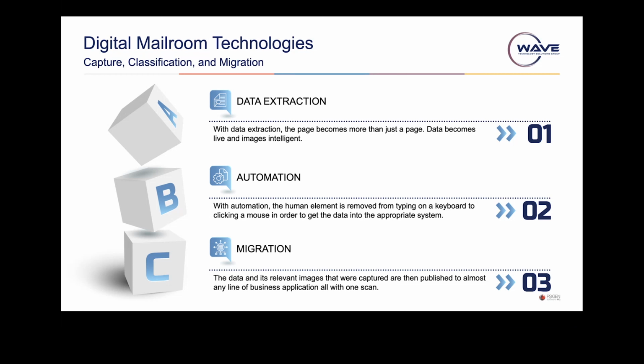Which then is the third reason why we talk about advanced capture, and that's the migration portion. Some people call it publishing. We can publish that information to almost any line of business application, as well as move those images around. So we can push the index information to multiple places, all with one scan, and publish the data into the various line of business applications that you're using. Now, if you don't have a line of business application or content management software, that's where it's going to get really fun. And we're going to show you M-Files in a moment here.